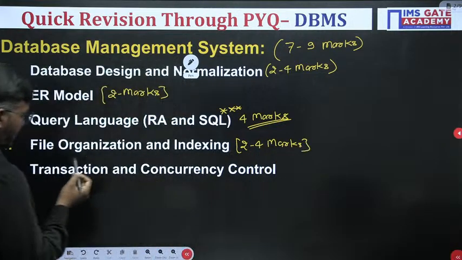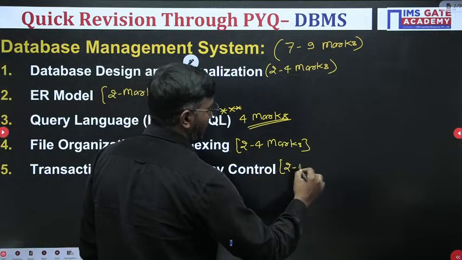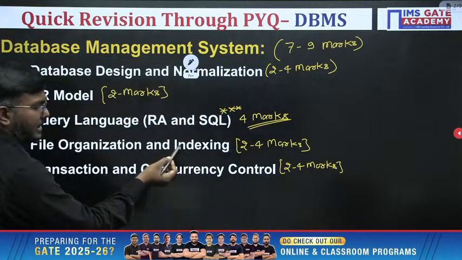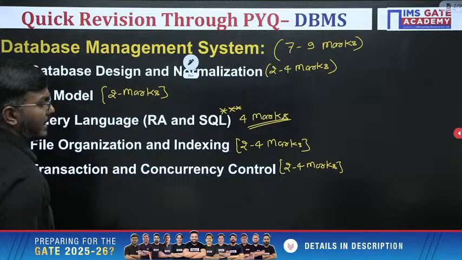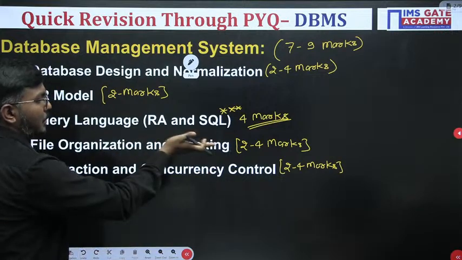And the last is transactions and concurrency control. Here also we can expect 2 to 4 marks. Sometimes they ask questions from indexing, then 1 question from concurrency, or sometimes they ask 2 questions from this, and then they will skip questions from the 4th chapter.